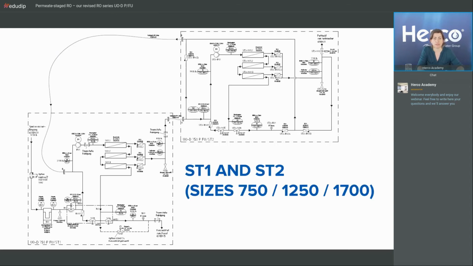Now we go to the same thing, but for a larger size. This is the 750 unit. So you see also stage 1, stage 2. And you see the same thing. You have a connection AA and a connection BB coming back.